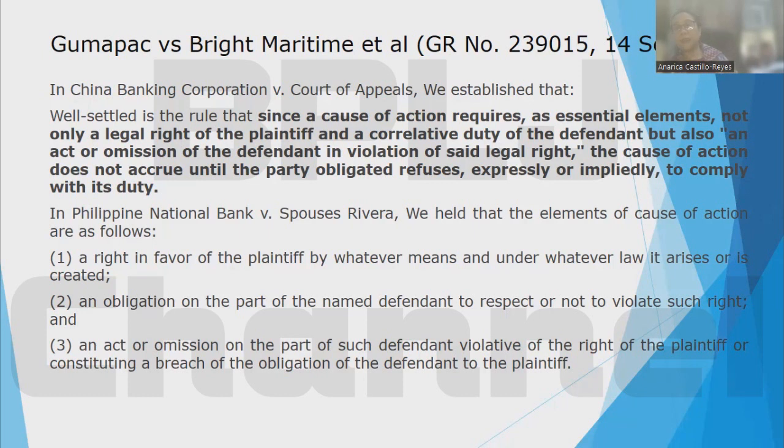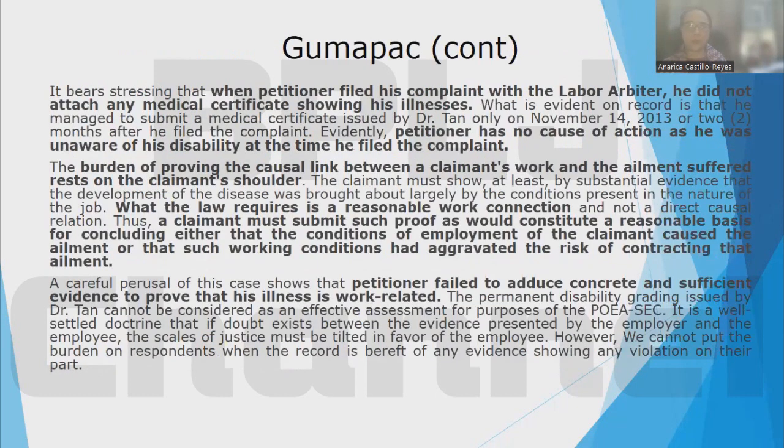So the existence of a right of the plaintiff, the obligation on the part of the defendant to respect that right, and the act or omission which constituted the violation of the right of the plaintiff, which was committed or omitted by the defendant. So as long as the third, the act or omission of the defendant violating the right of the plaintiff, has not been committed or omitted, there is no cause of action.